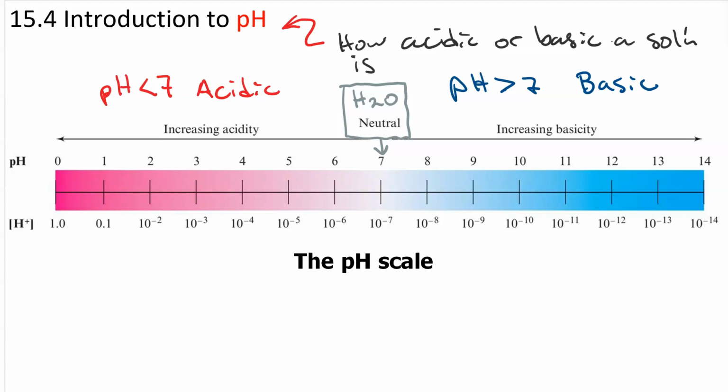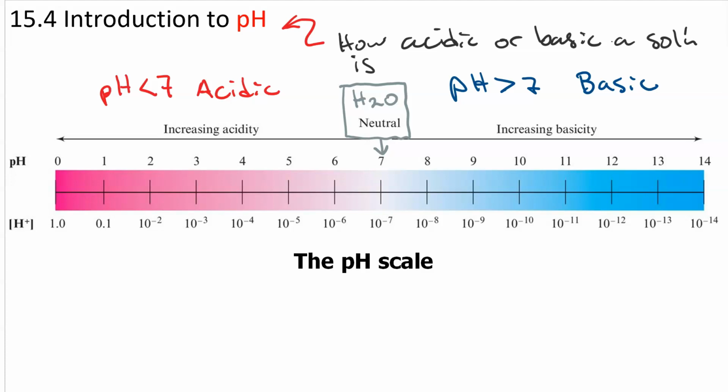So the pH scale goes from 0 to 14, with 7 being neutral. Something with a pH of 0 is very acidic. Something with a pH of 14 is very basic. But what does pH correspond to on a chemical level? The answer is the hydrogen ion concentration.